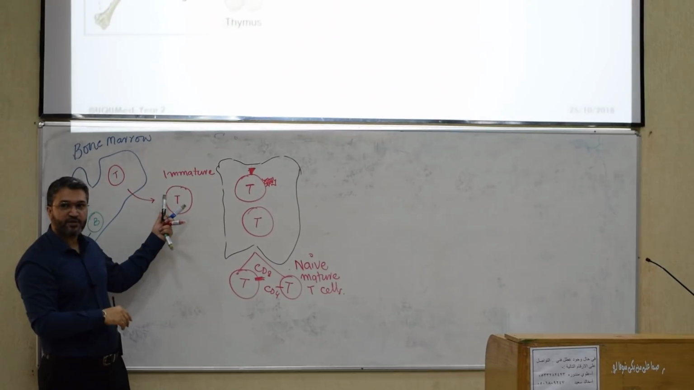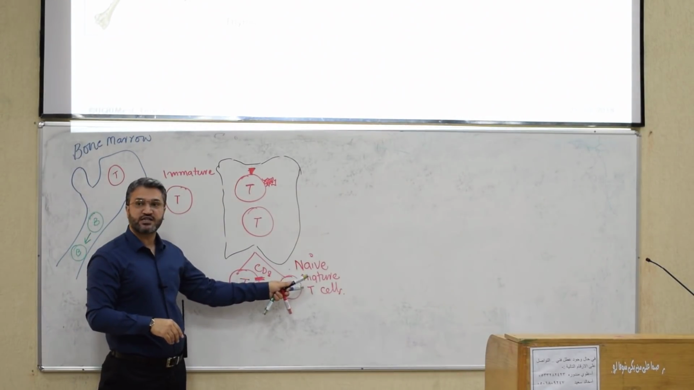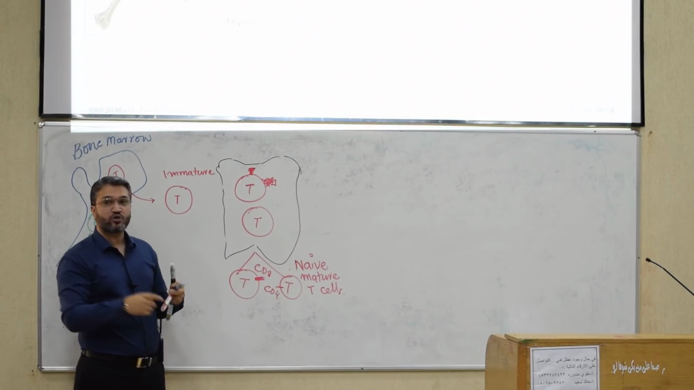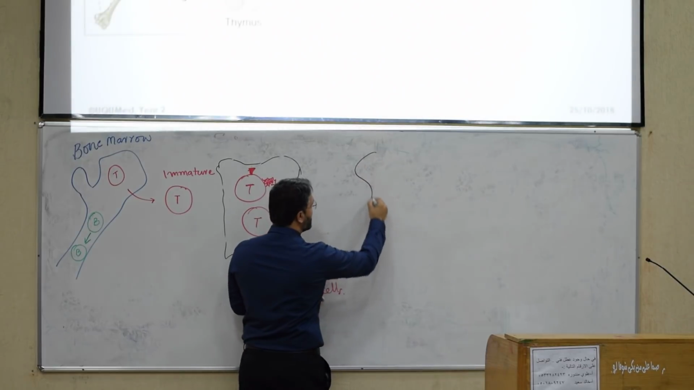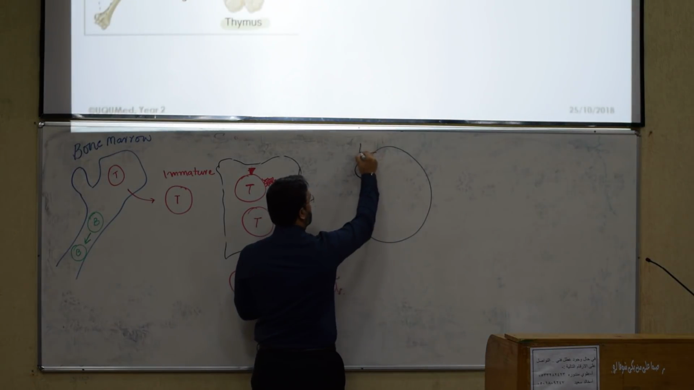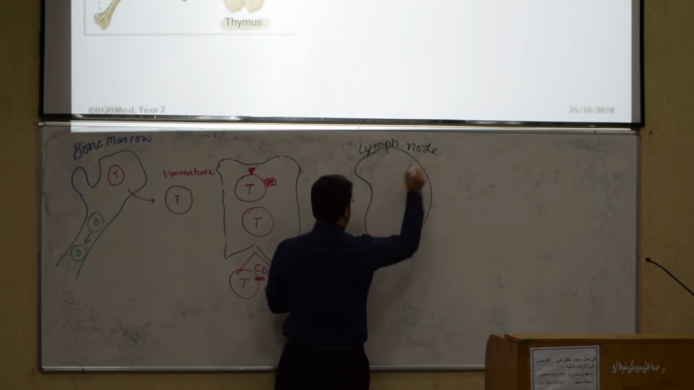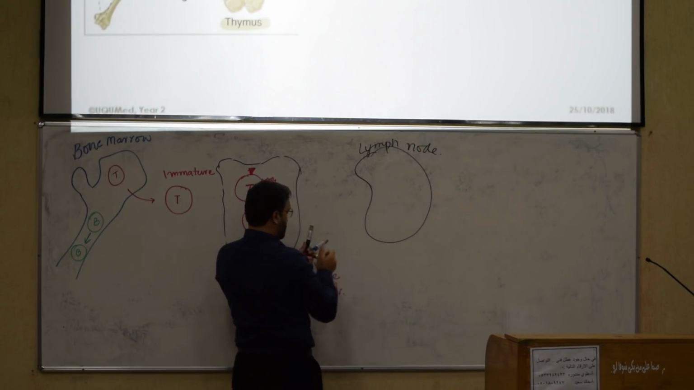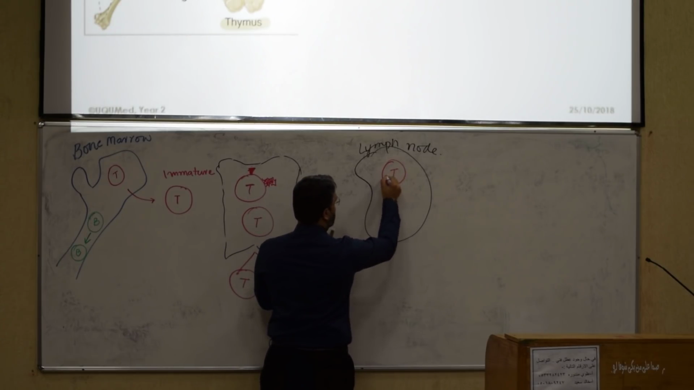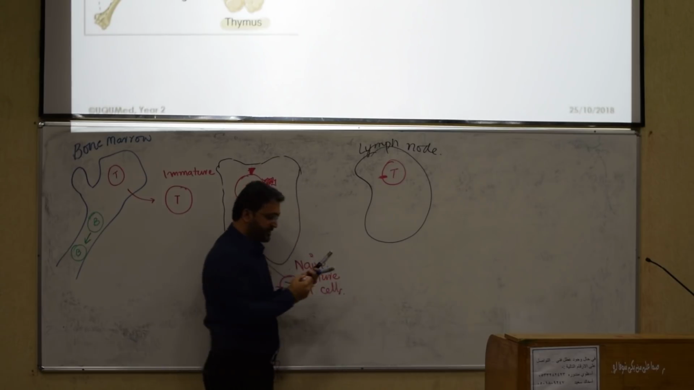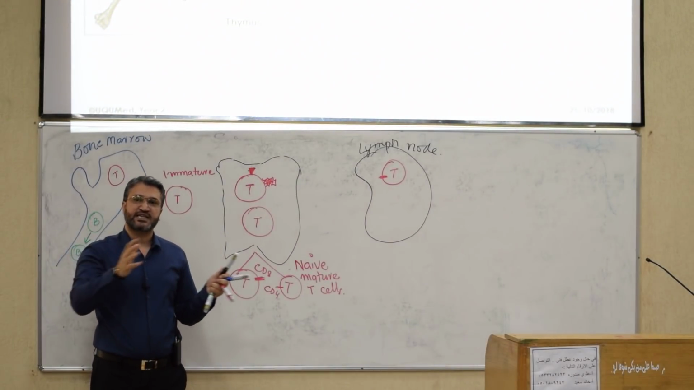So we'll try to build the story. They come out as immature T cells, go into the thymus, come out as naive, mature T cells. Now where are they going to go? They are going to go into the peripheral lymphoid organs. So here is a lymph node. Now these naive, mature cells are going to come here with CD4 or CD8. Do you remember the dendritic cell? They are called antigen presenting cells.